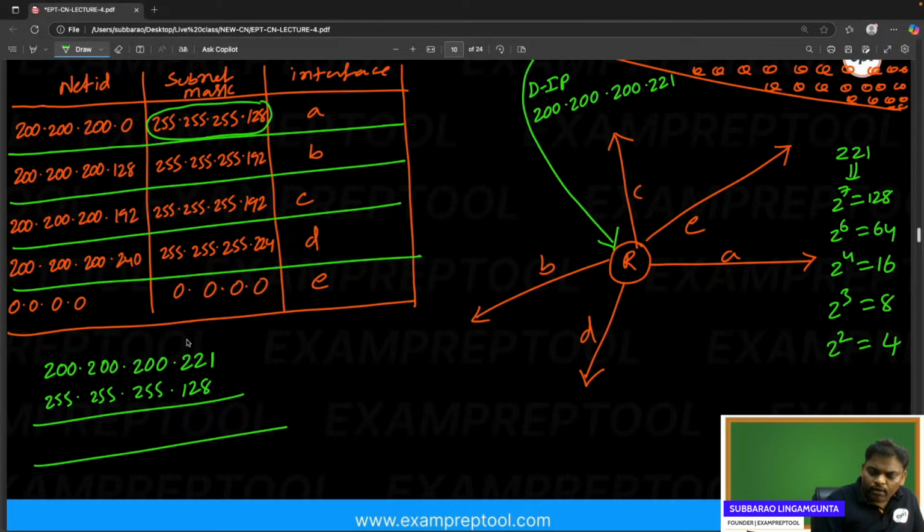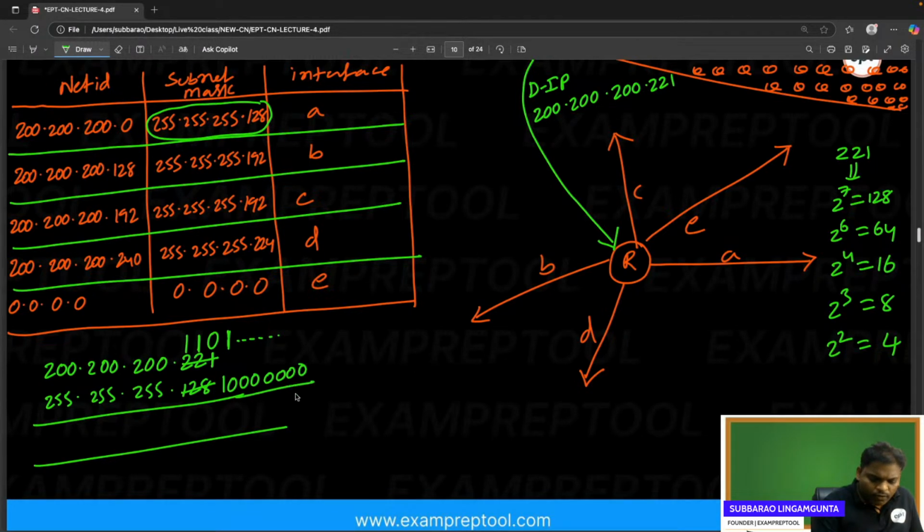So let me write the binary format. This 221 can be written with 2 power 7 required, 2 power 6 also required, 2 power 5 not required, and 2 power 4 also required. The rest is really not required, so I am not writing it. The 128 can be written as 1 followed by zeros. That is okay.